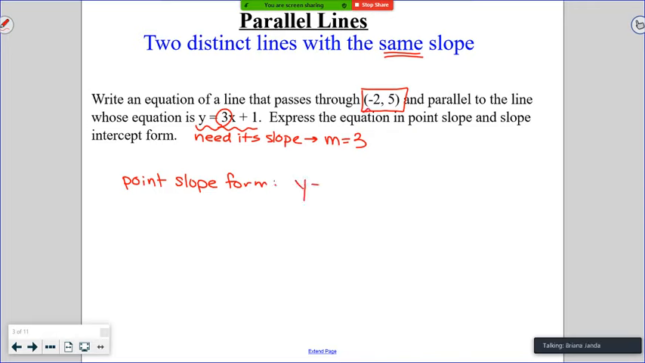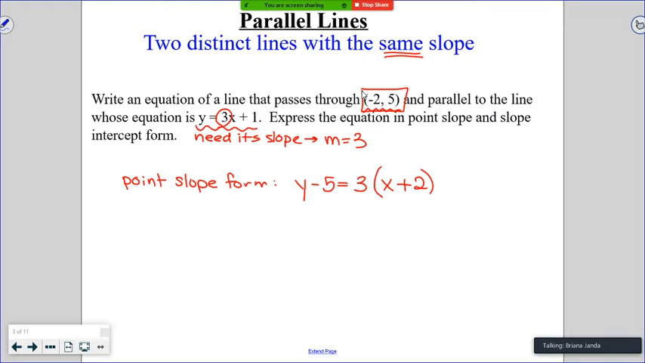y minus, and remember we're using this point up here, so y minus 5 equals the same slope as the equation they gave me, so 3. x minus negative 2, which looks like plus 2. And then we do 2 steps and get to our slope-intercept form. Remember, it will always be the same 2 steps. I will distribute, I will add or subtract to get y by itself. Always. That's how you get from point slope to slope-intercept every single time.